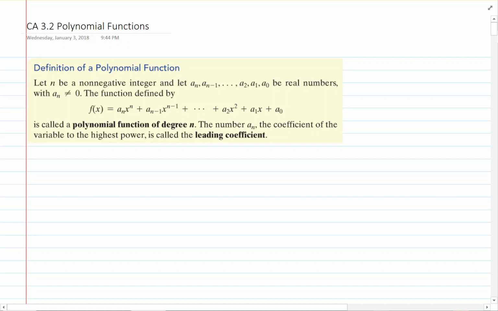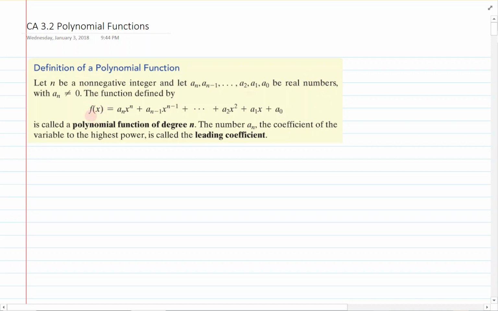All right, this is a lesson about polynomial functions. It's found in our textbook in section 3.2. First, we start with the definition of a polynomial function. And they give us a very specific, well-written definition, but unfortunately it tends to be rather confusing for many students.